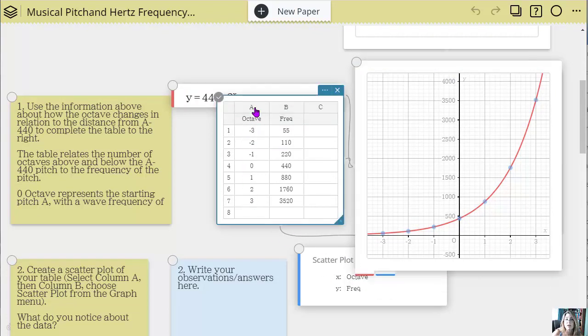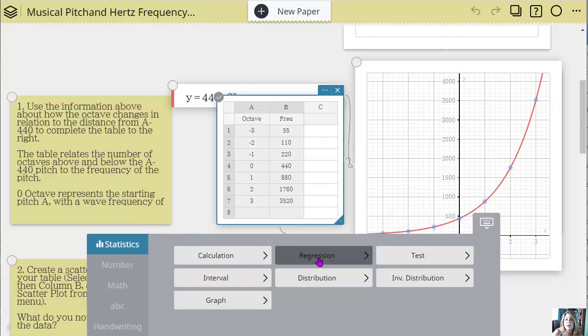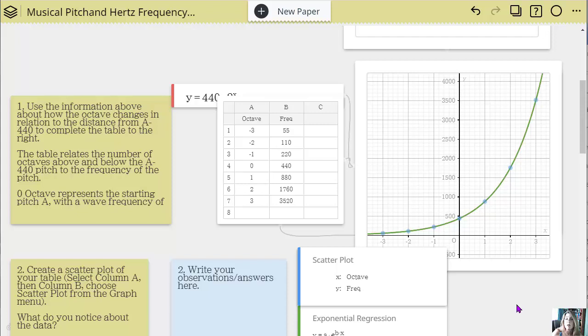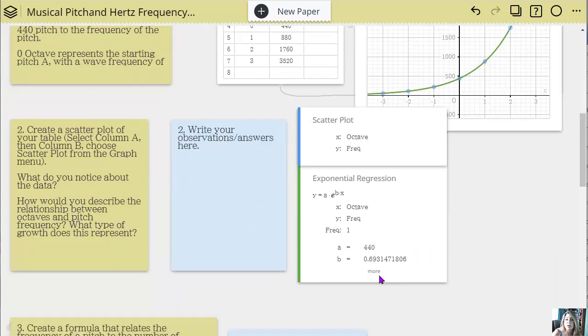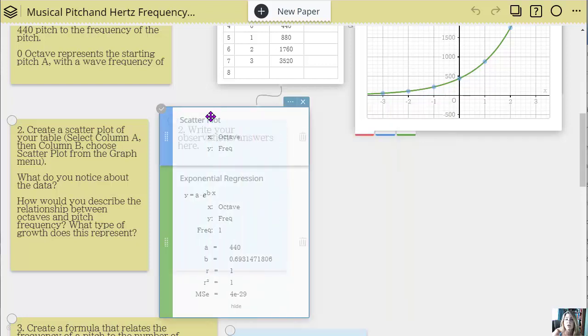They could verify it now, and this is one of the things they're asked to do. Can you verify it with a regression? So let's hit a regression. I'm thinking it's probably exponential, so let's see if the exponential works. And it does fit right on top of it. But what if it didn't? They could test theirs.